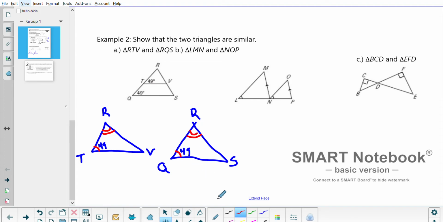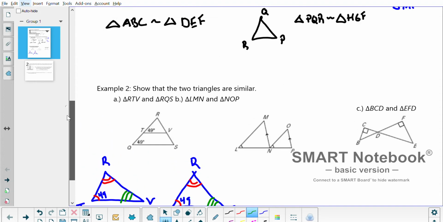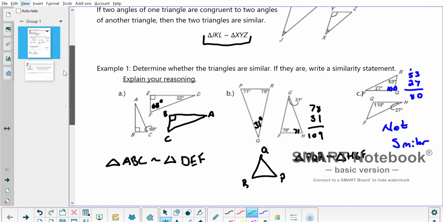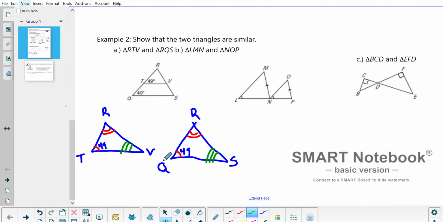If we know two angles in a triangle are congruent, we also know by third angle theorem, these must be congruent as well. Or we can just use the theorem that we learned earlier, which is the angle-angle similarity postulate. If we know two angles are congruent, we know these triangles are similar. So we can say that triangle TRV is similar to triangle QRS. Now, just like before, why don't you go ahead and pause the video, take a look at examples B and C, and then go ahead and resume the video when you are done to see if you got the correct answers.